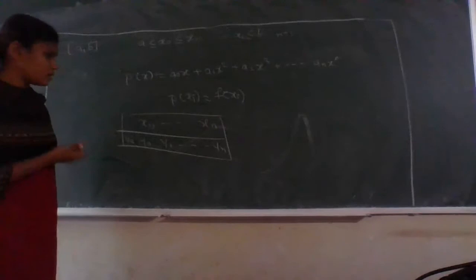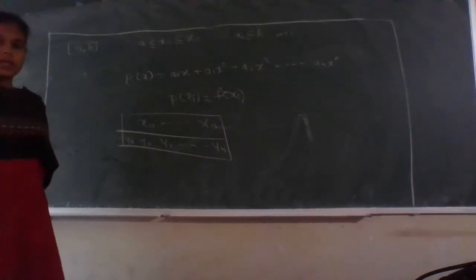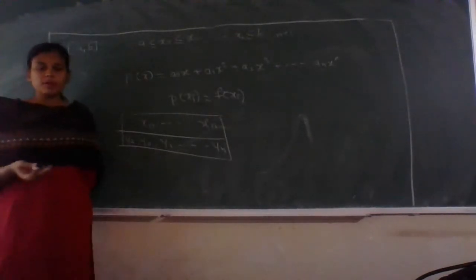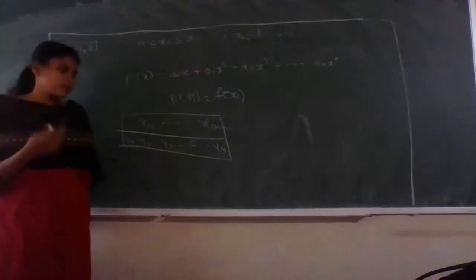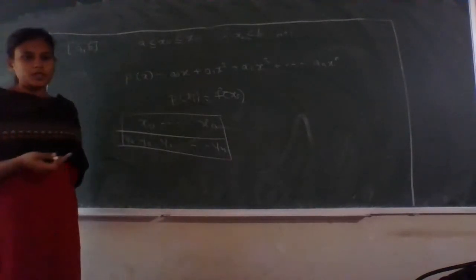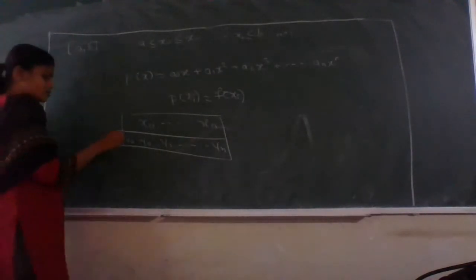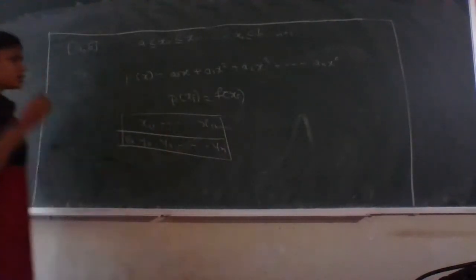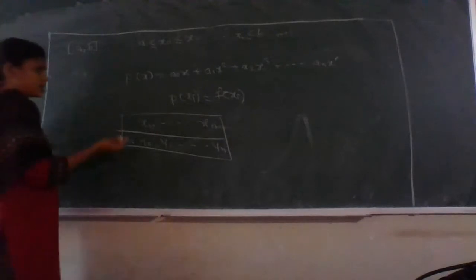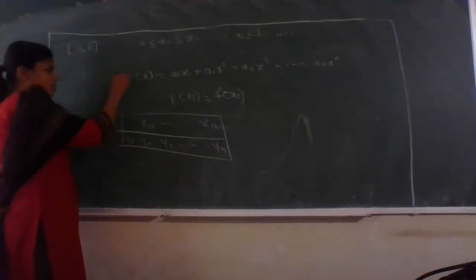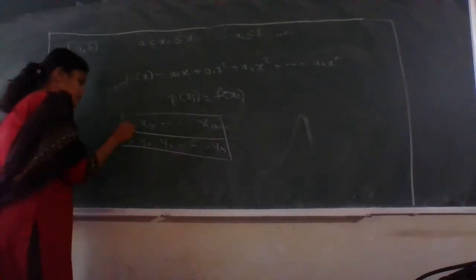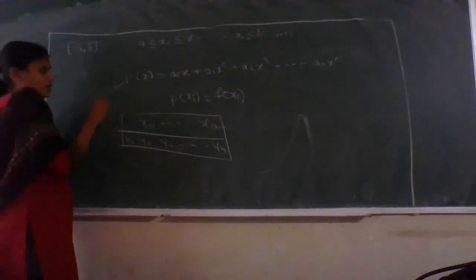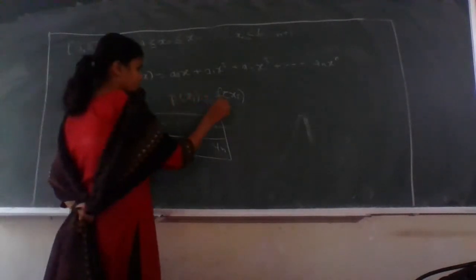Finding the intermediate value from the given set of tabulated values. If you are going to find this with the help of a polynomial, then it is called polynomial interpolation. If you don't know the function, then you have to find it with the help of the given values. Given these values, find a new polynomial p of x which satisfies the condition p of xi should be equal to f of xi.